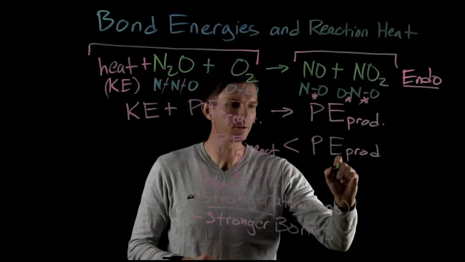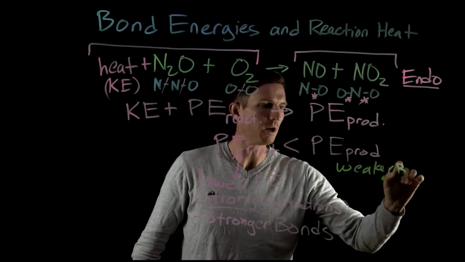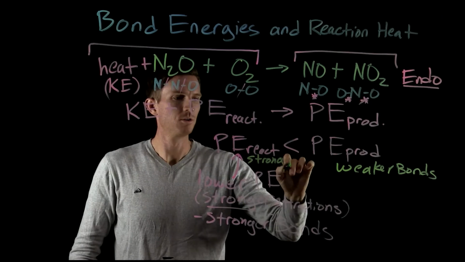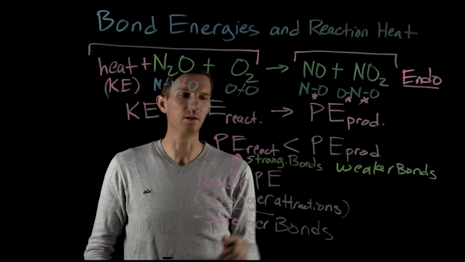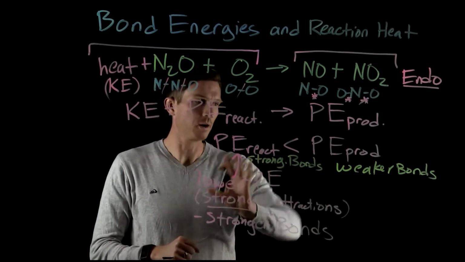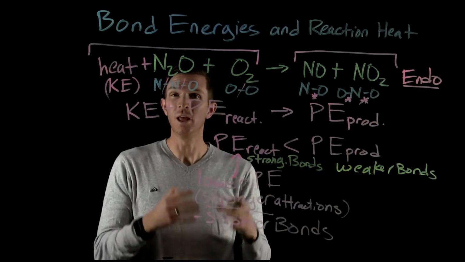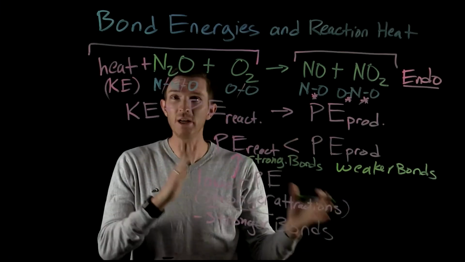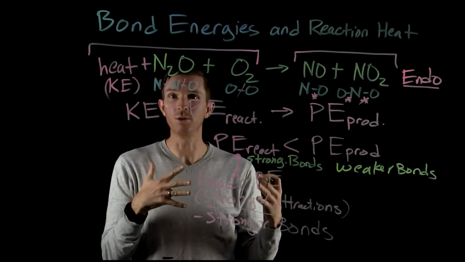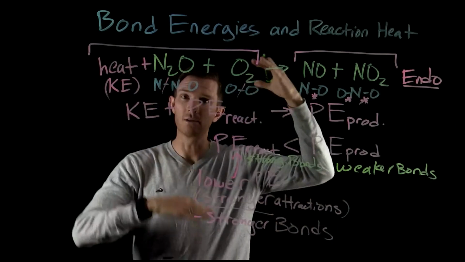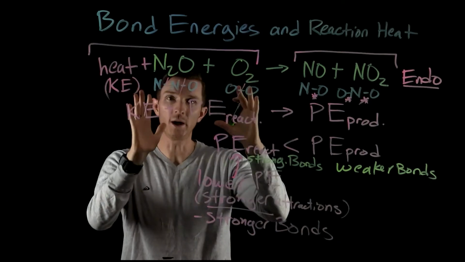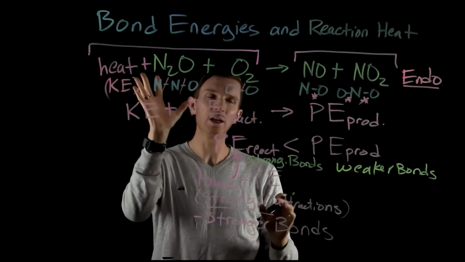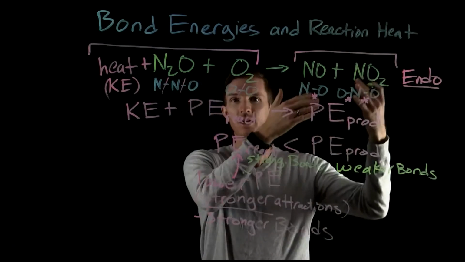Okay, so higher potential energy, weaker bonds; lower potential energy, stronger bonds. As we go from reactants to products, we are decreasing the strength of our bonds. This is why we release or absorb energy as reactions happen. We have this transfer of kinetic energy because we're changing the potential energy from reactants to products. If we start with stronger bonds and end at weaker bonds, we have to add energy in because we're decreasing the attractions and increasing the potential energy.